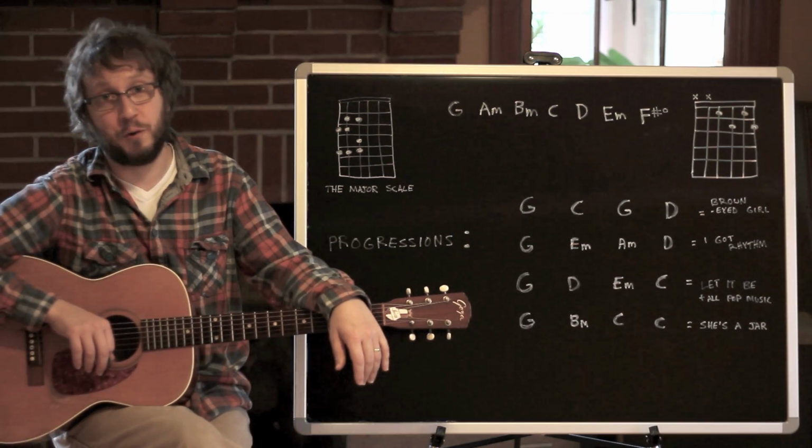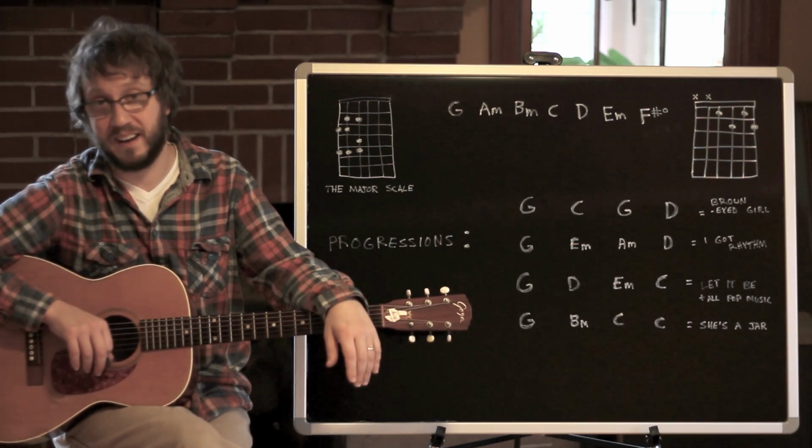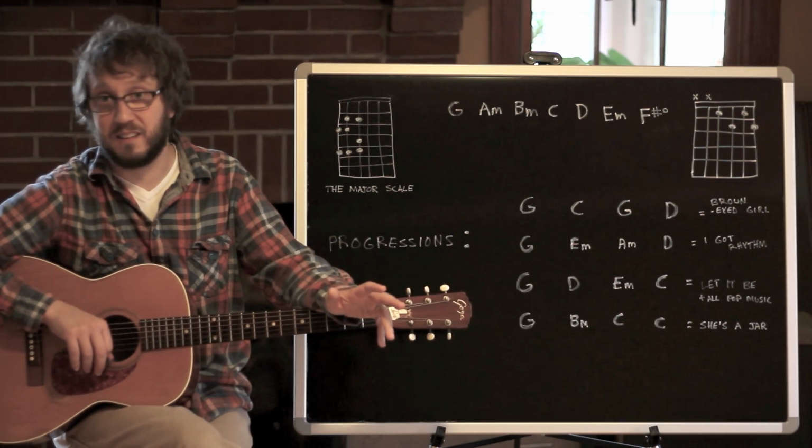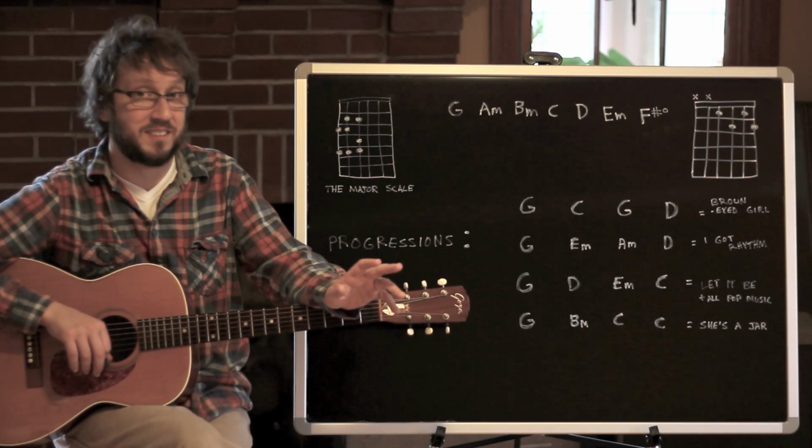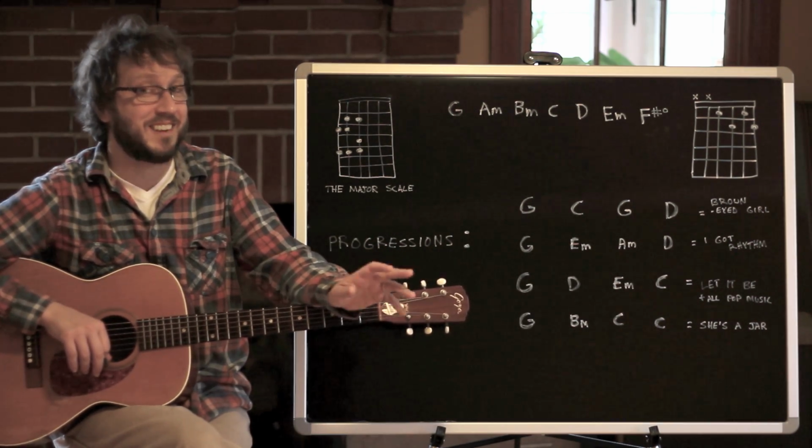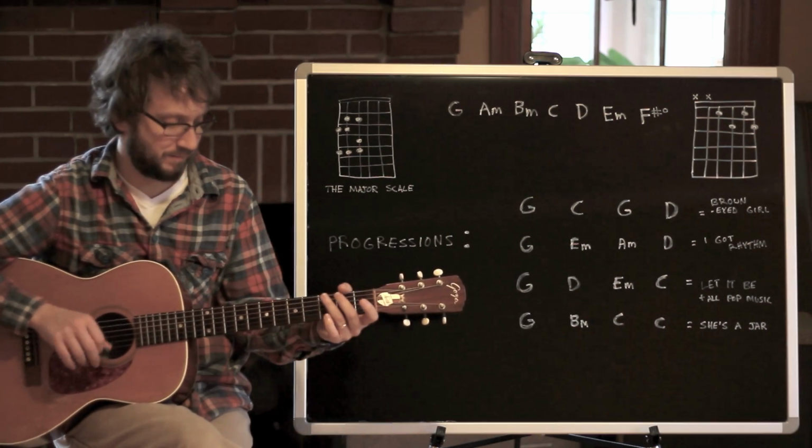Down below we got an old-timey progression. This is from Gershwin's I Got Rhythm, which is from the 1930s. So you're going to notice it's got minor chords and it's going to have an old-timey feel to it.